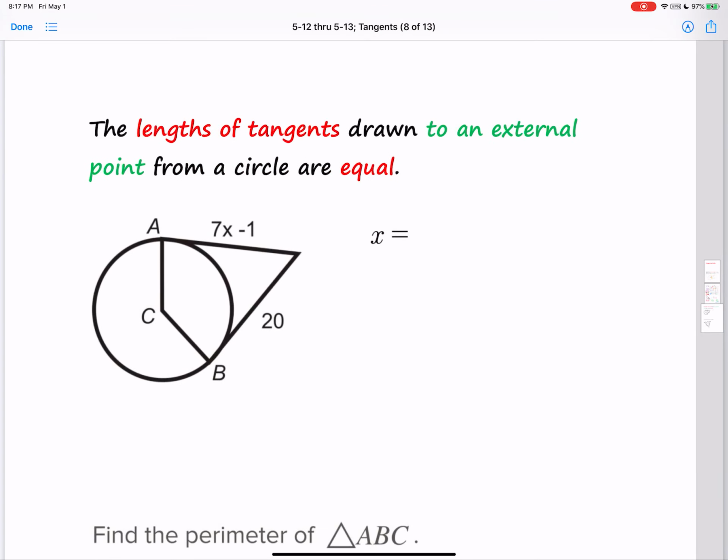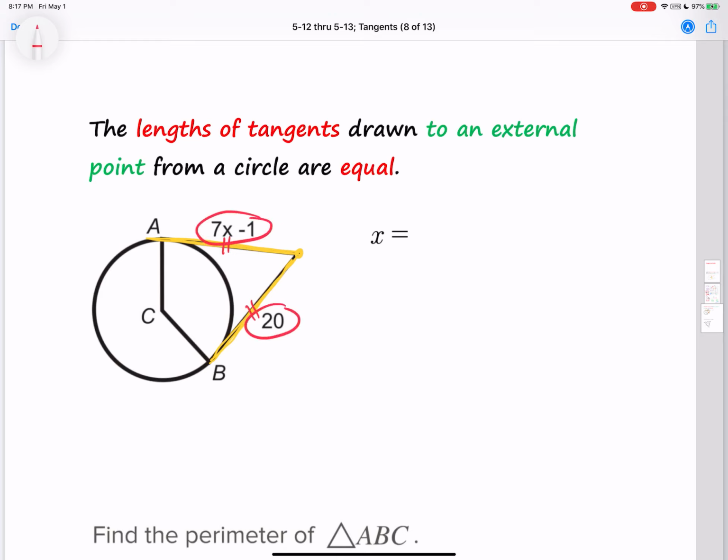This is another rule that you need to know. The lengths of tangents drawn from an external point to a circle are going to be equal. What does that mean? It means the length from A to this external point, and from B to this external point, are the same. They're congruent. So this side is equal to this side, or that length is equal to this length. So these two must be equal.